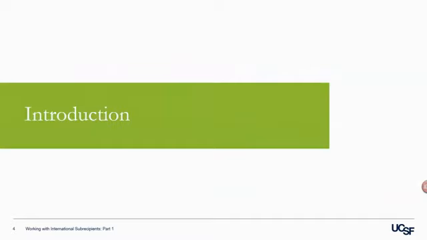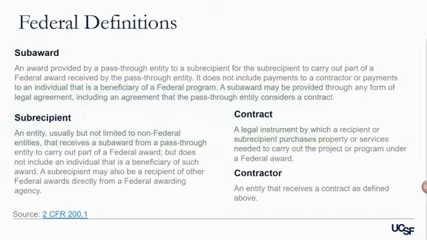So thank you, Cassie. As Cassie mentioned earlier, we're going to go over some terms with you. So I'd like to start with federal terms from 2 CFR 200.1 definitions. A subaward. Subaward is an award provided by a pass-through entity to a subrecipient for the purpose of carrying out part of a federal award received by the pass-through entity. It does not include payments to a contractor or payments to an individual that is a beneficiary of a federal program. A subaward may be provided through any form of legal agreement, including an agreement that the pass-through entity considers a contract.